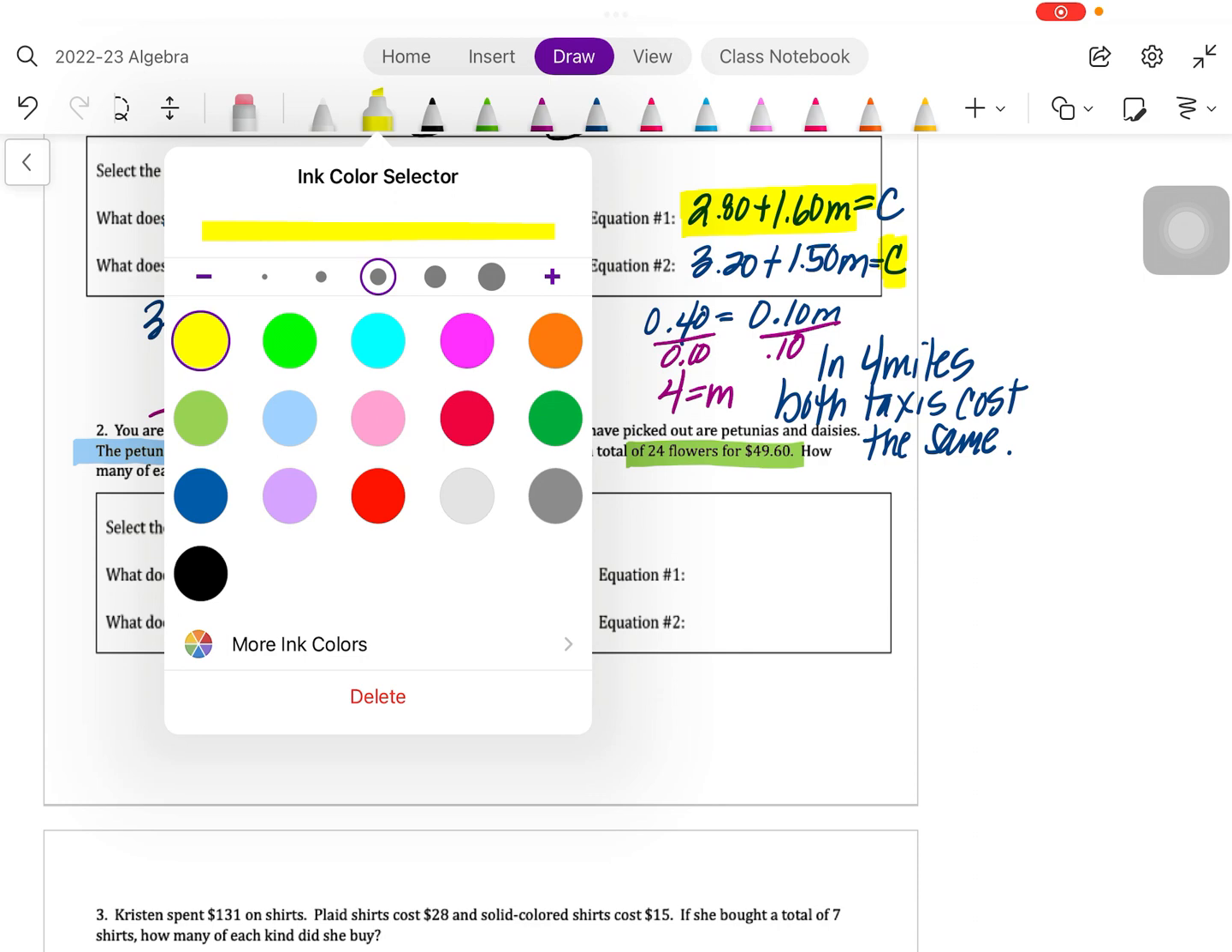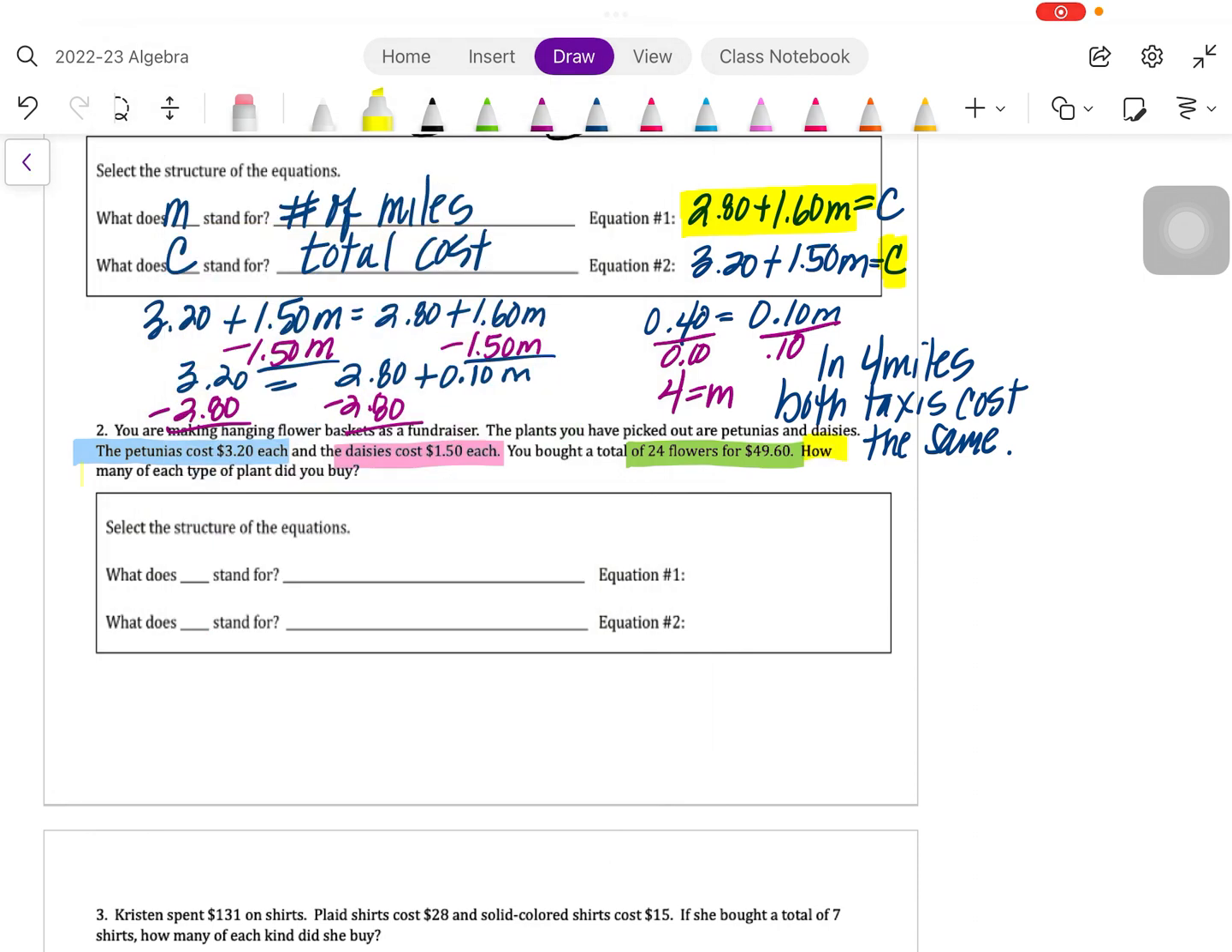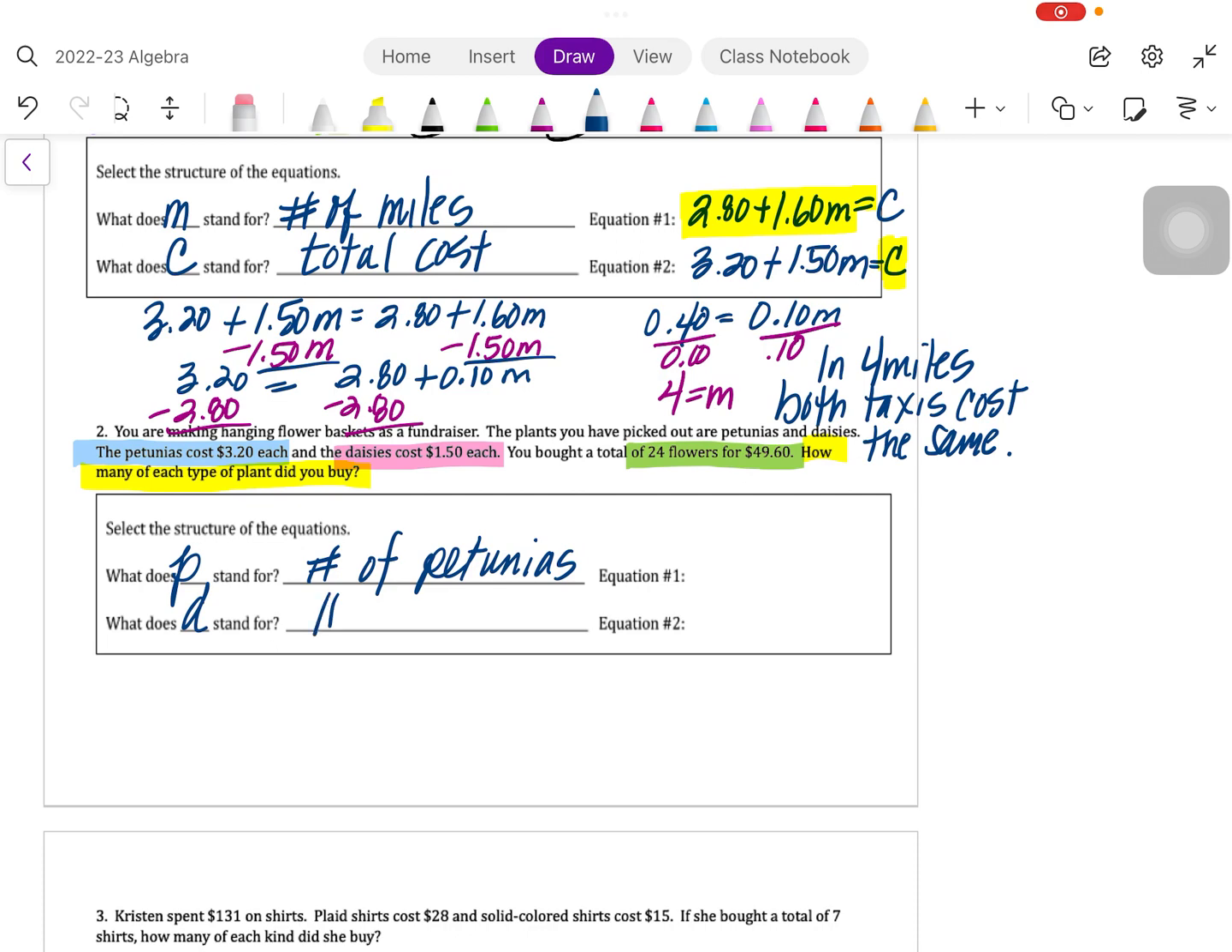Okay, so there's our question that we have to solve. How many of each type of plant did I buy? Okay, so that tells me that I'm looking for the number of petunias and the number of daisies. So when I write my variable statements, I'm going to let, again, using a meaningful variable, P stand for the number of petunias, and D is going to stand for the number of daisies.